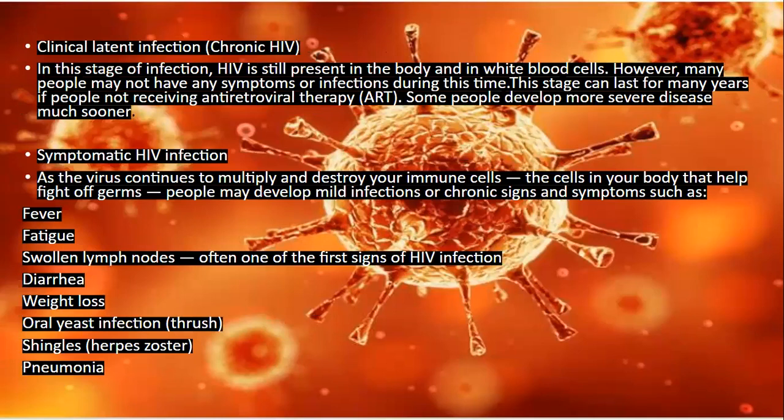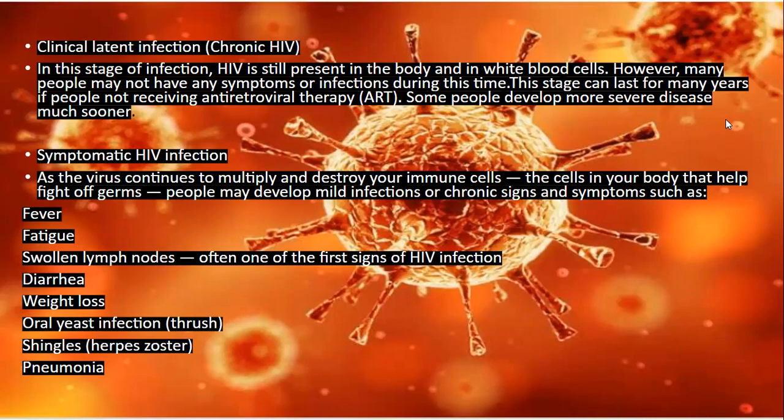And of course, we have clinical latent infection, the chronic HIV, that happens after a few months of first getting HIV. You see here, HIV is still present in the body and in white blood cells. Many people may not have any symptoms of infection during this time. This stage can last for many years. If people are not receiving antiretroviral therapy, some people may develop severe disease much sooner.